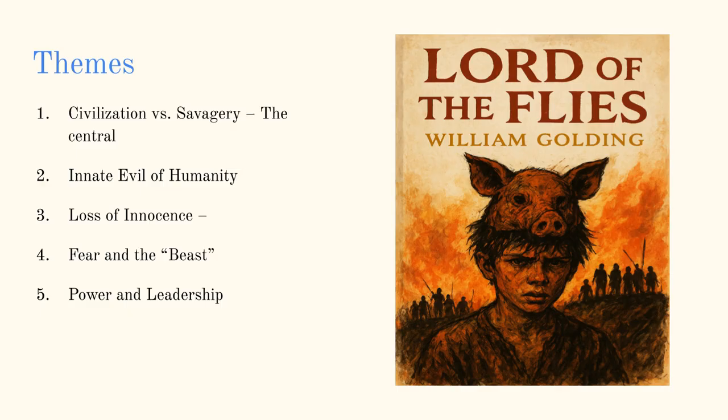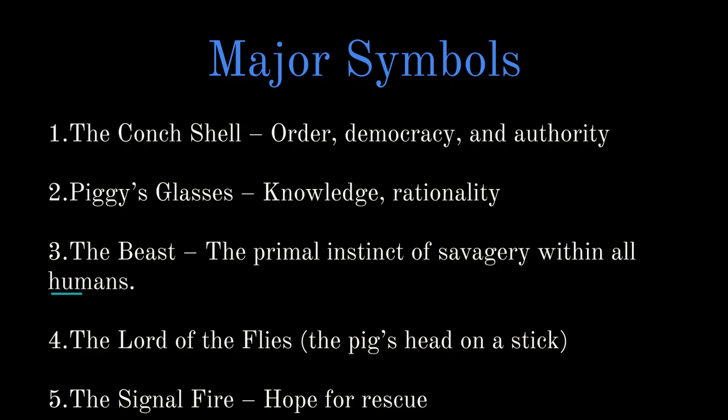The third theme is loss of innocence, when the choir boys group kills people of Ralph's group. Fear and the beast: the symbolization of the beast is also a major theme. Power and leadership: when power comes into the wrong hands, that also leads to chaos and anarchy. Further, we saw the major symbols of the novel.